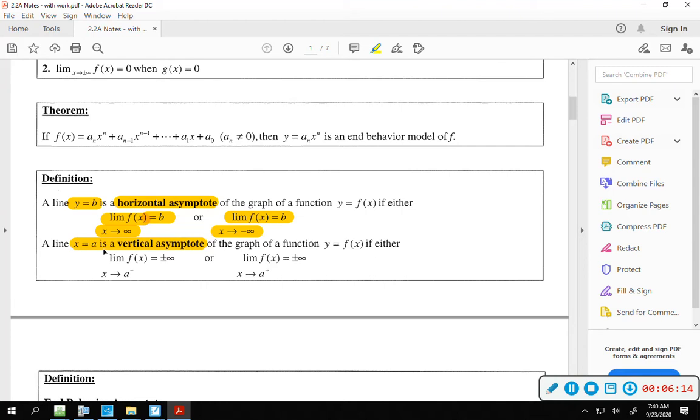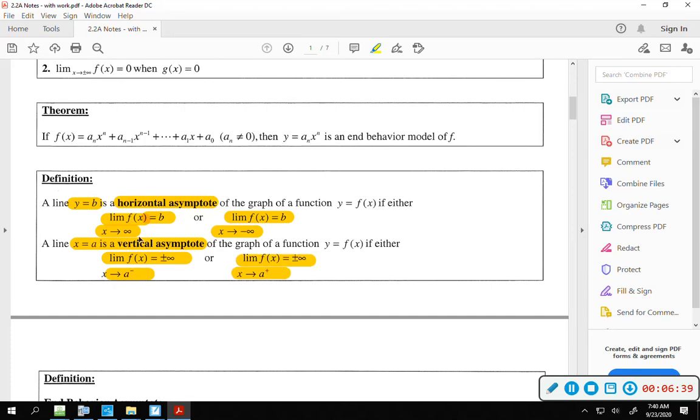Notice it's x equals a constant, a vertical line. And we have vertical asymptotes when the limit as x approaches that x value from the left goes to plus or minus infinity, or the limit as x approaches that x value from the right goes to plus or minus infinity. There's a huge difference between these two.